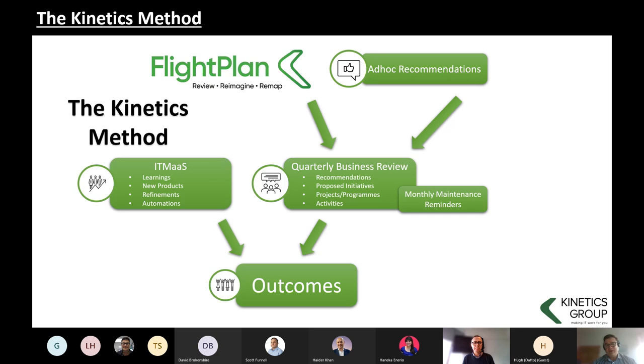So that's what we call the Kinetics method, the way in which we come at it from multiple different angles to make sure that we're producing outcomes for you that are dependable. The lights on aspect are actually being delivered, but also those big objectives that deliver things like digital transformation are being achieved. So that's come to the end of our presentation.